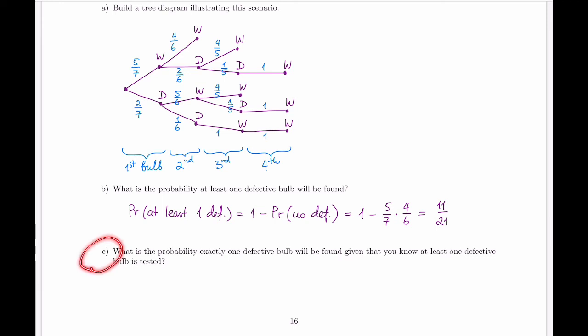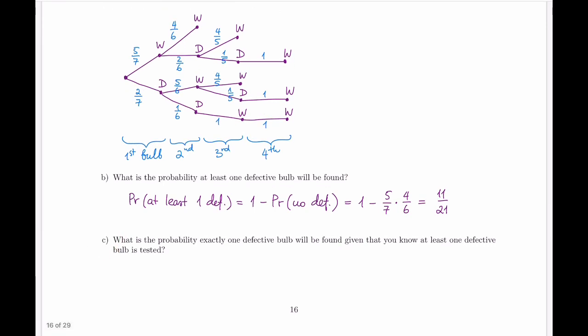Let's take a look at part C. What is the probability exactly one defective bulb will be found, given that you know at least one bulb has been tested? So exactly one defective bulb. Where does that happen? Exactly one means I am either in this scenario because there is exactly one defective light bulb along this branch. Let me actually highlight it. So there's this branch right here.